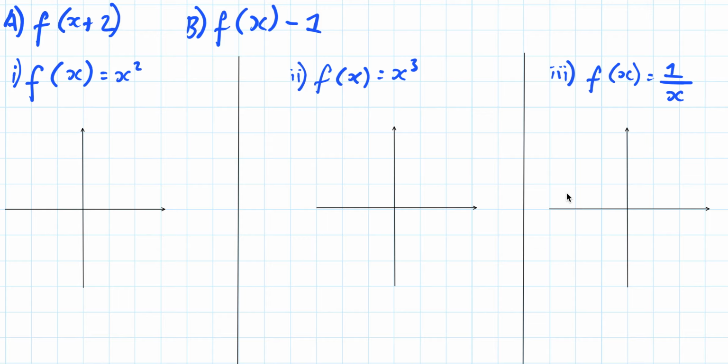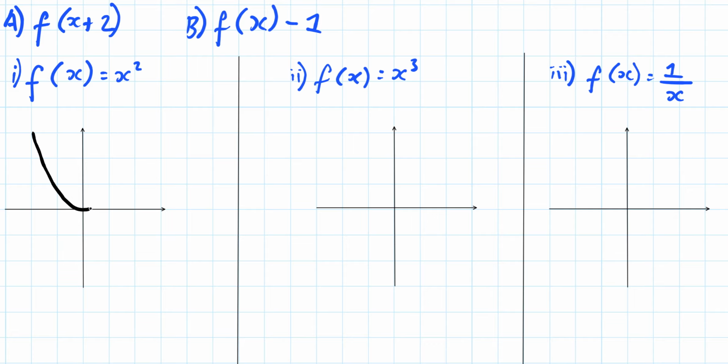This chapter is going to be on translating graphs, looking at the graphs that we drew previously. For this example, I'm going to draw these graphs here: f(x) equals x squared, x cubed, 1 over x, and then translate them, up here, f(x plus 2), and then show an example of translating f(x) minus 1. So first up, I'm going to draw the actual x squared graph, just a rough sketch.